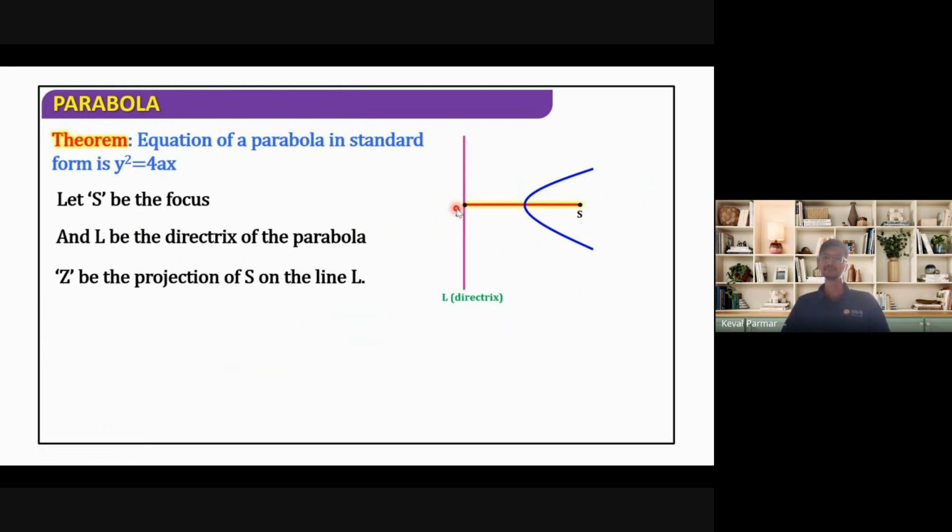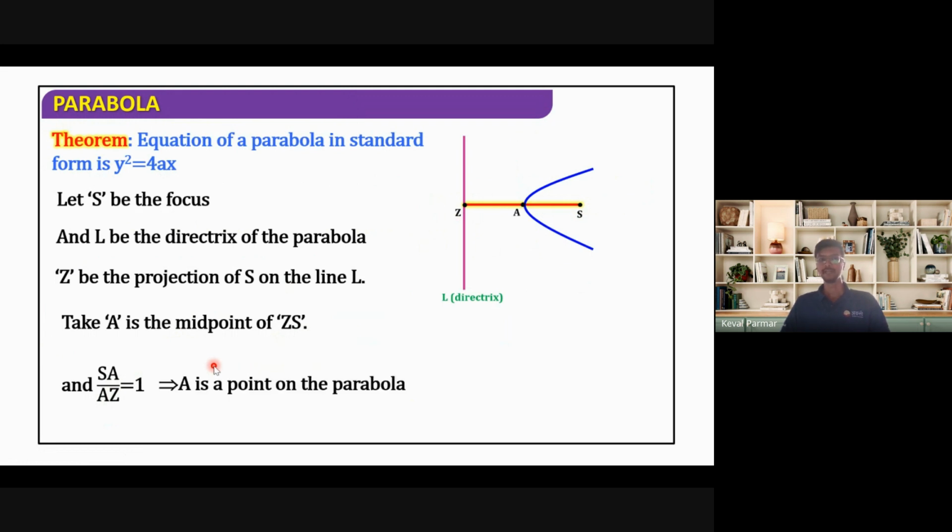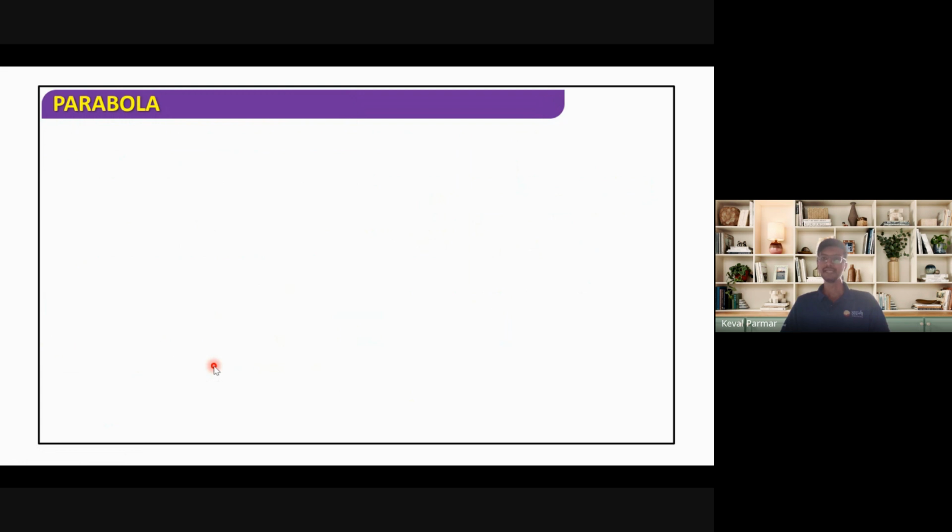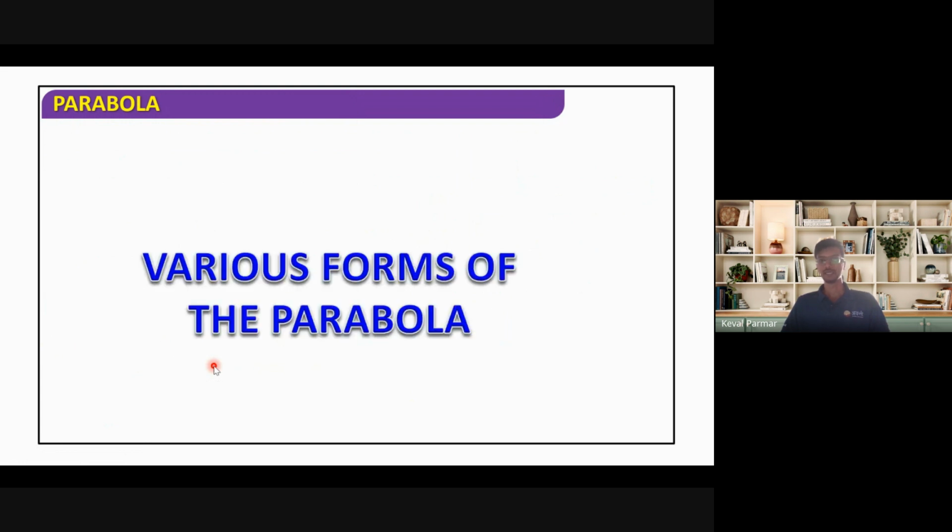So this Z is a point on the directrix. A is the midpoint of ZS. Now, since A is a midpoint, SA will be equal to AZ, that will be equal to 1. Right? So A is a point on the parabola. So let's see the various forms of parabola. One of the forms was y square equal to 4ax.